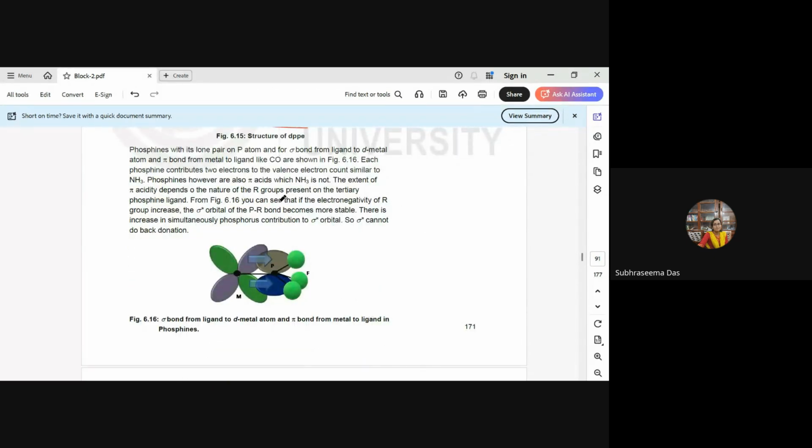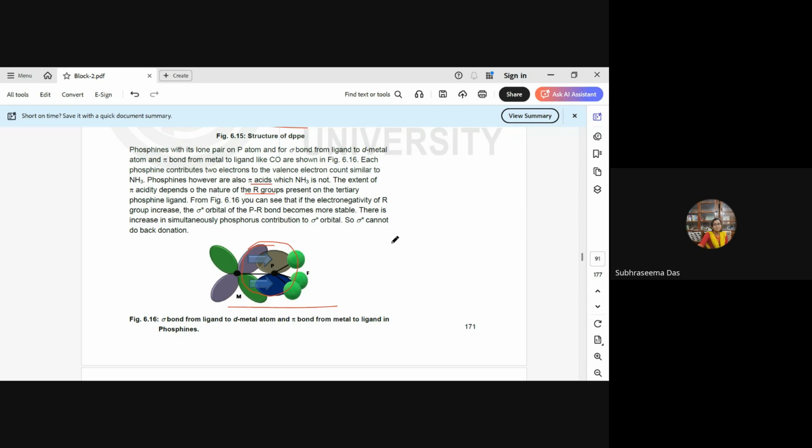Similar to the carbonyl bond, we know that in a carbon monoxide molecule or the carbonyl ligand, two types of bonding are present. One is from the ligand to the metal, and then back from the metal to the carbon, synergic bonding. Similarly, there are two types of bonding present in phosphines. Each phosphine contributes two electrons similar to carbonyl, and the valence electron count is similar to NH3. Phosphines, however, are also pi acids, but NH3 is not a pi acid. The extent of pi acidity also depends on the nature of the R group.